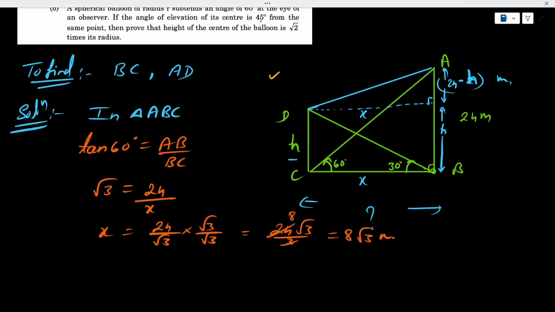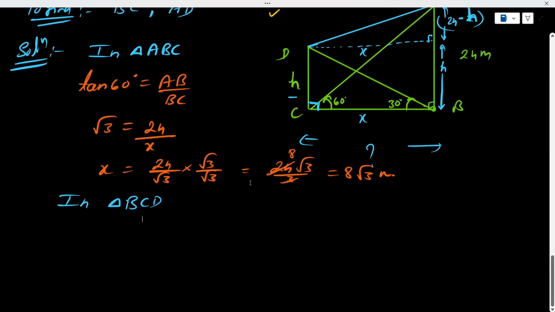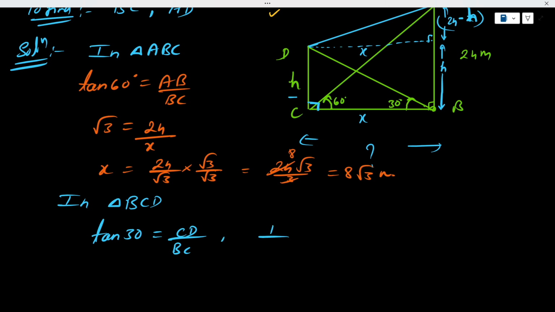Now what is going to be the second triangle? You have to take it, because I need to find out H also, right? And then AD also. This 30-degree right triangle is going to be this, right? So here you can mark 90-degree. Then you have to mention that in triangle BCD, again I can take tan because it's opposite by adjacent. So it will be tan 30 equals CD by BC, right? So tan 30 is 1 by root 3 and CD is H, BC is X. Now what you will get here is H equals X by root 3, right?